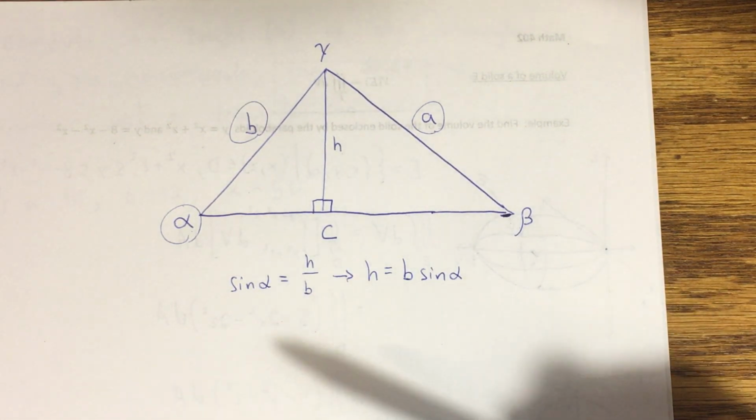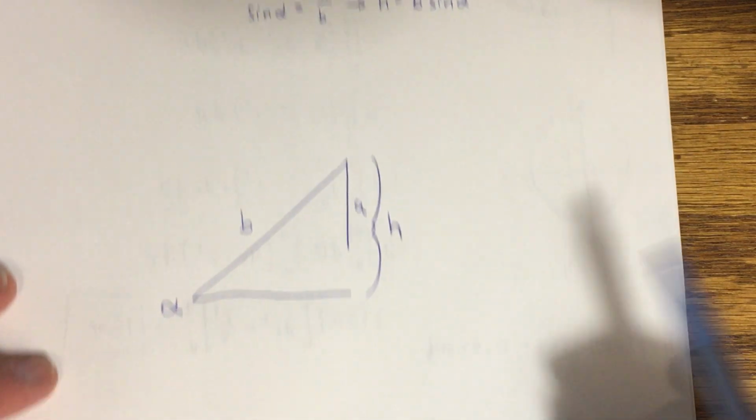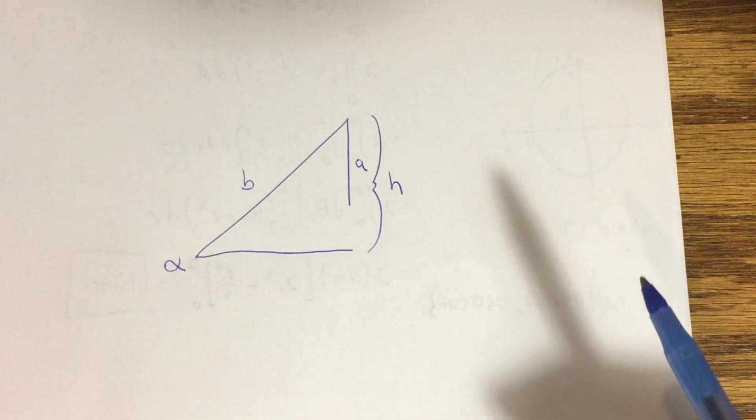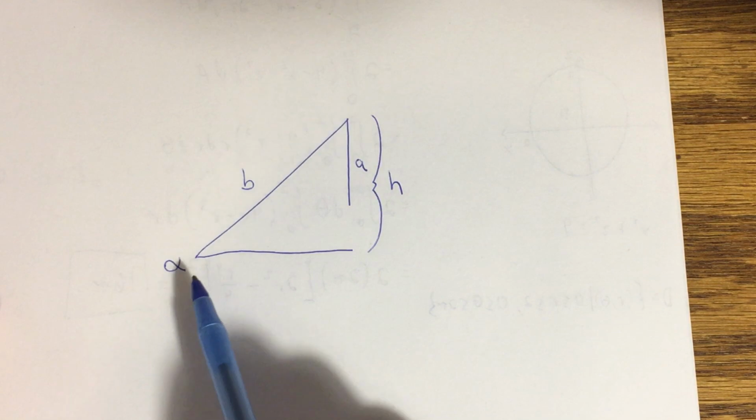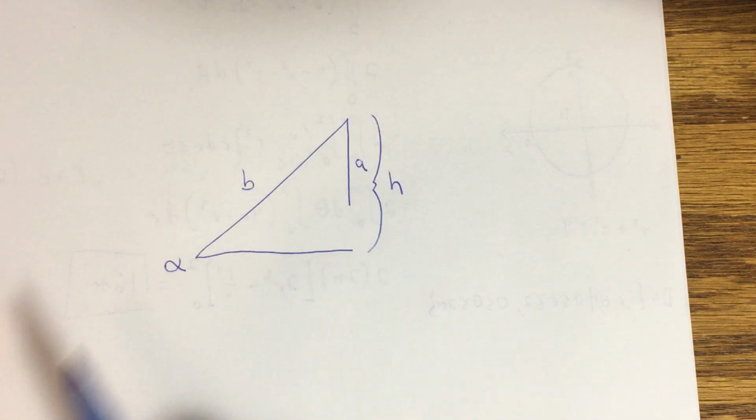Okay, so here's where we're using this. This is a case of an impossible triangle. Let's suppose that we're given information about alpha, B, and A.